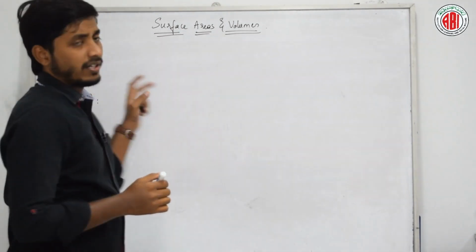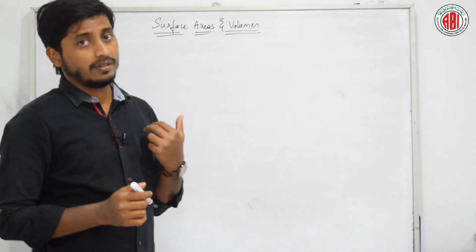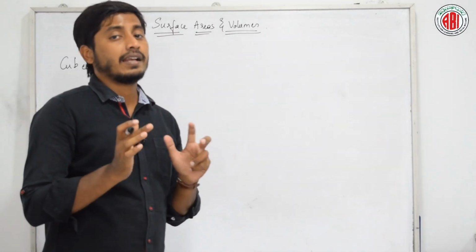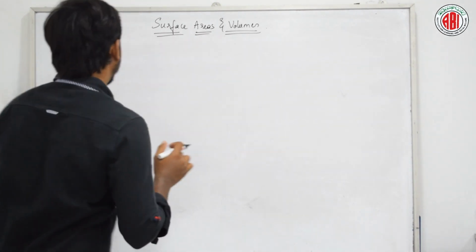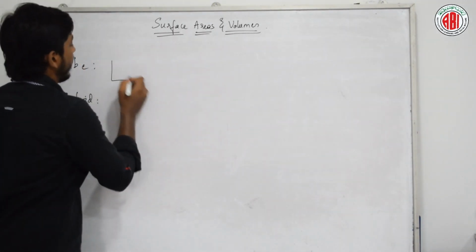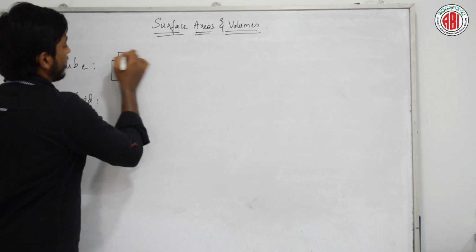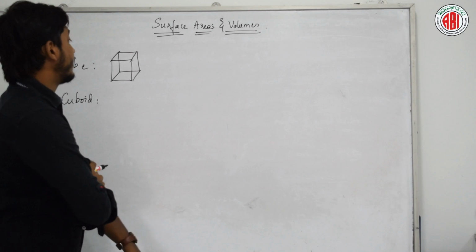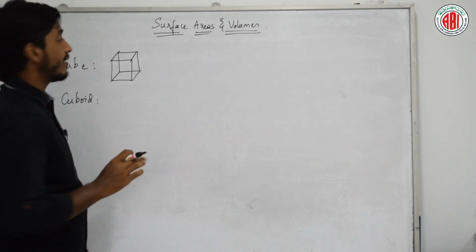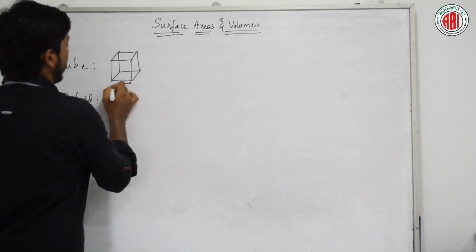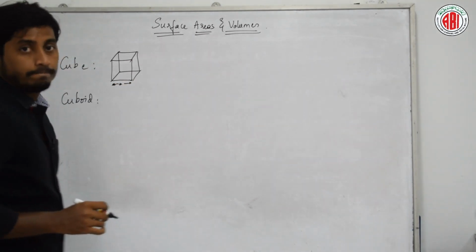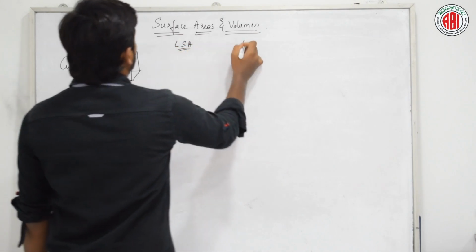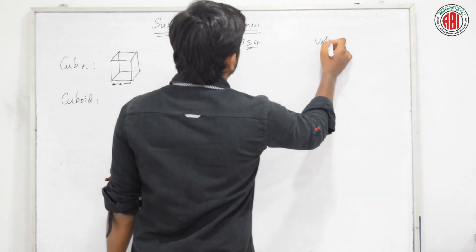For a cube, what is a cube? Hope you all know how it looks. It is a box with all sides equal. The lengths of all sides are always equal. How many faces does it have? Tell me. 6 faces with these many edges. Each edge is of length a. Then the LSA, TSA and volume.